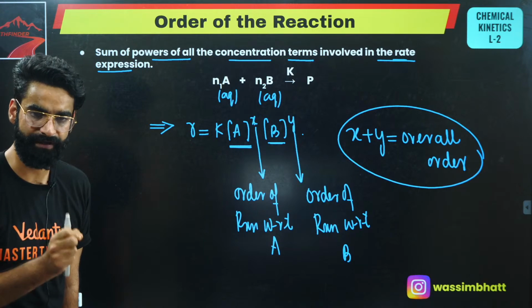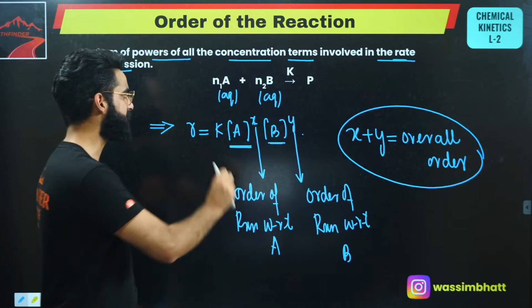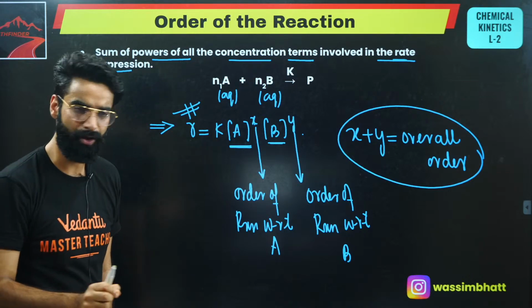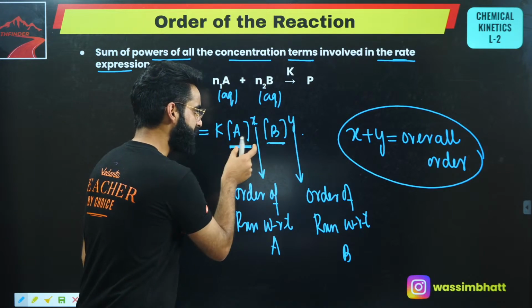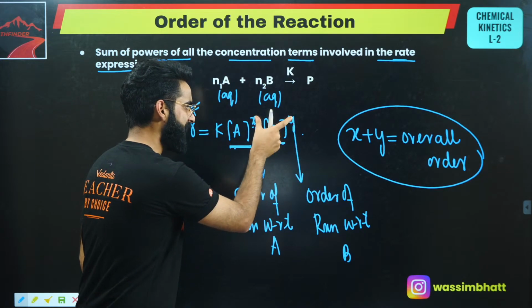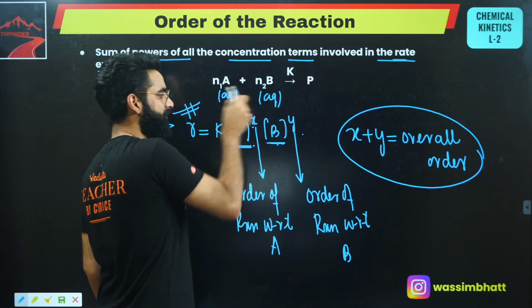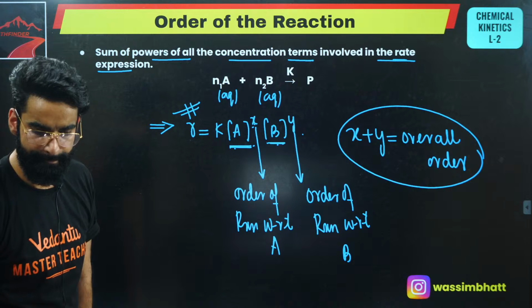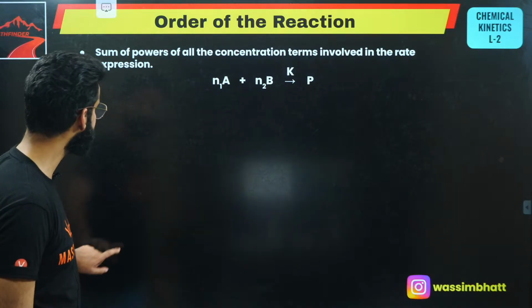Whenever I need to calculate the order of the reaction, I'm supposed to write the rate law first. After writing the rate law, whatever will be the powers of these concentration terms, this X and Y, if I take the sum of these powers, it gives me the order of the reaction. As simple as that, right?